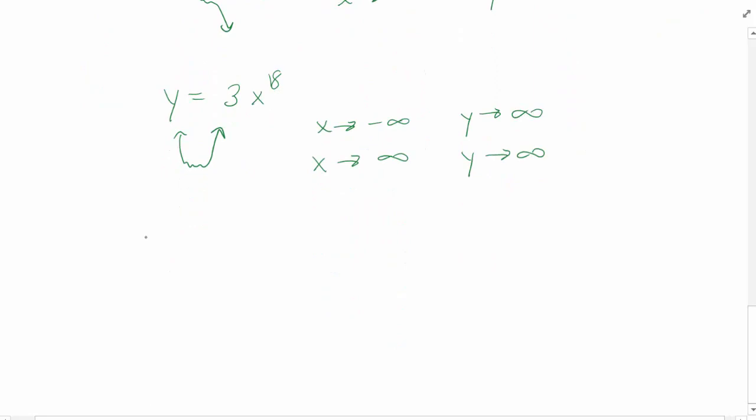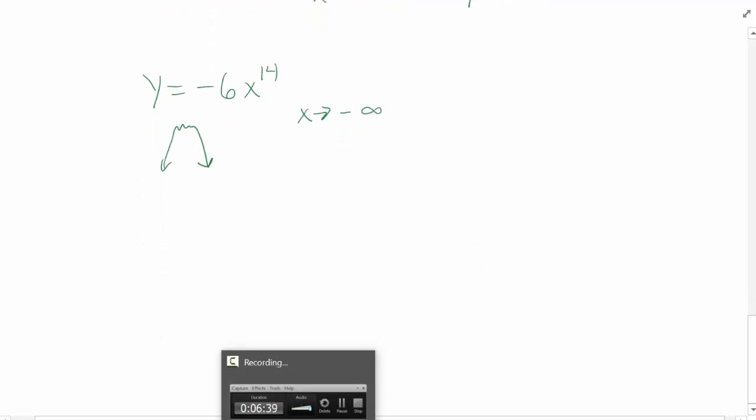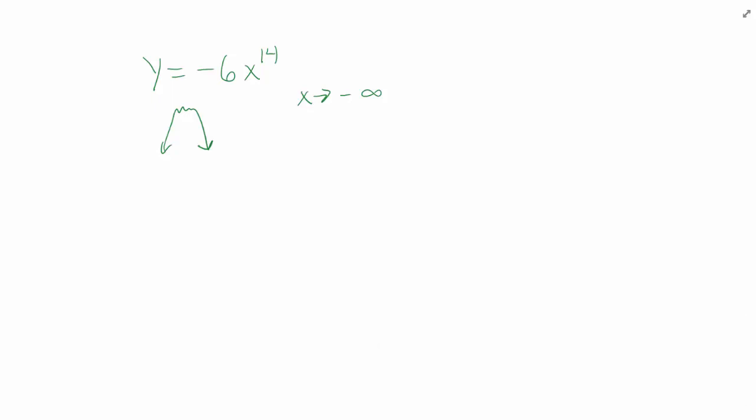Let's go with y is equal to negative 6 times x to the 14th. Well, 14 is even. Negative 6, we'll flip it down, so it's going to look like the following. Left end behavior: as x approaches negative infinity, the y's are going down, so y is approaching negative infinity. And as x approaches positive infinity, right end behavior, y is going down, which is negative infinity.